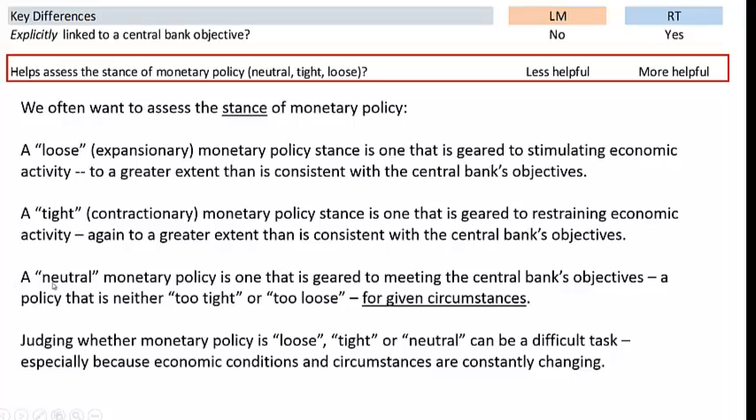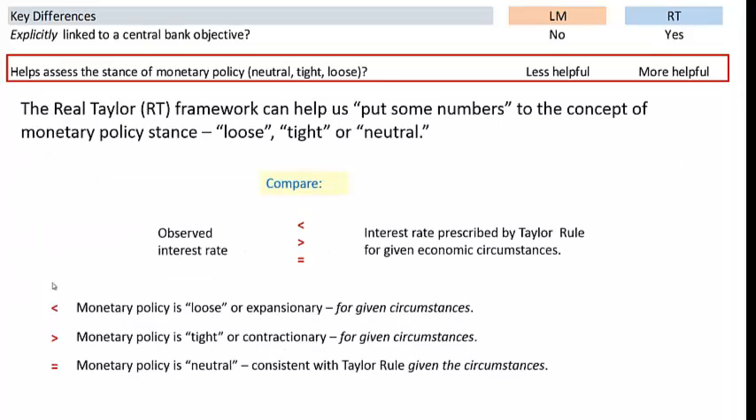So a neutral monetary policy stance is one that is geared towards meeting the central bank's objectives, a policy that is neither too tight nor too loose for given circumstances. Now, judging whether monetary policy is loose or tight or neutral can be a difficult task, especially because the economic conditions and circumstances are constantly changing. But the real Taylor framework is a little bit more well suited to help us put some numbers to the concept of the monetary policy stance, loose or tight or neutral. It's going to be a little bit more helpful.